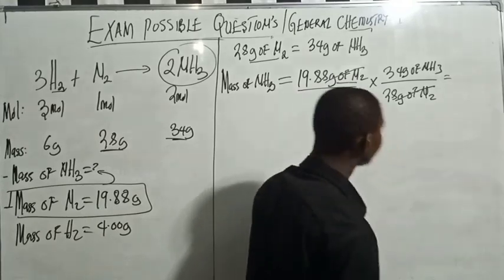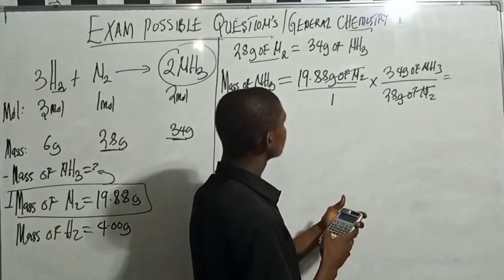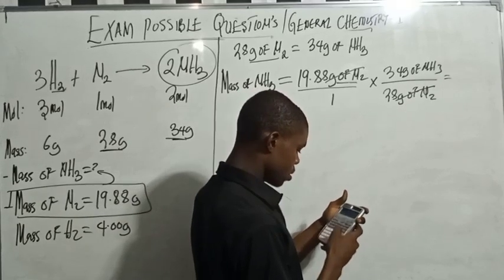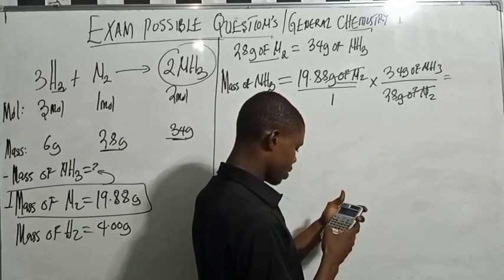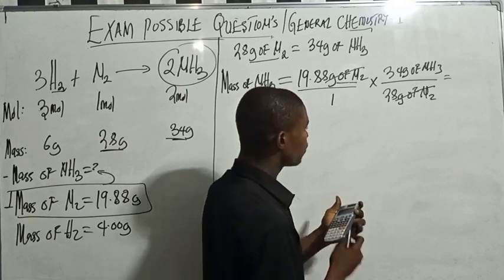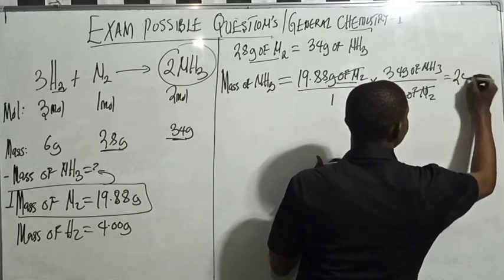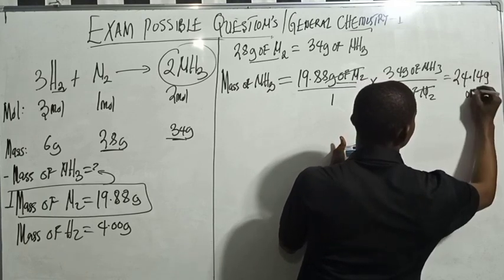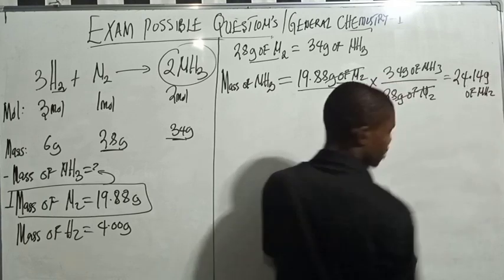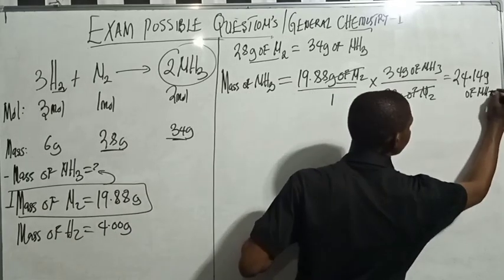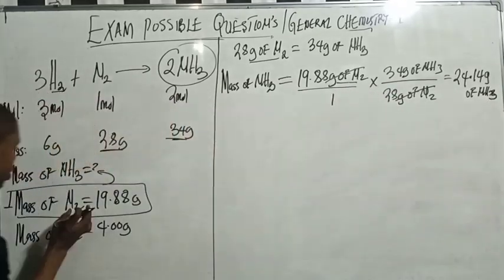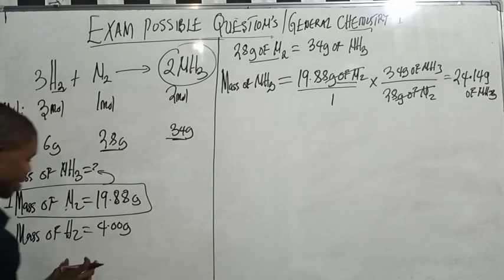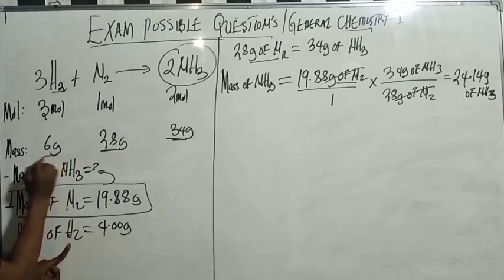So here I have 19.88 times 34 divided by 28. Then we have 24.14 gram of NH3. It means that I have used this one here to calculate this guy. Now the same here, right? I'm going to use this guy to calculate this guy here.